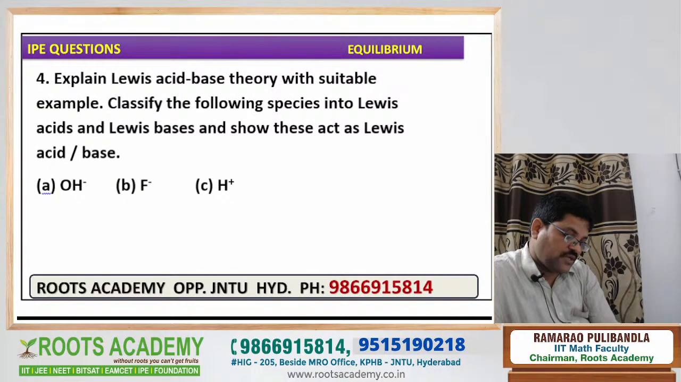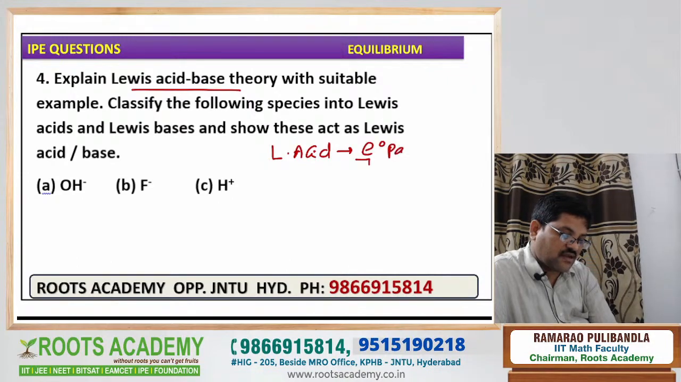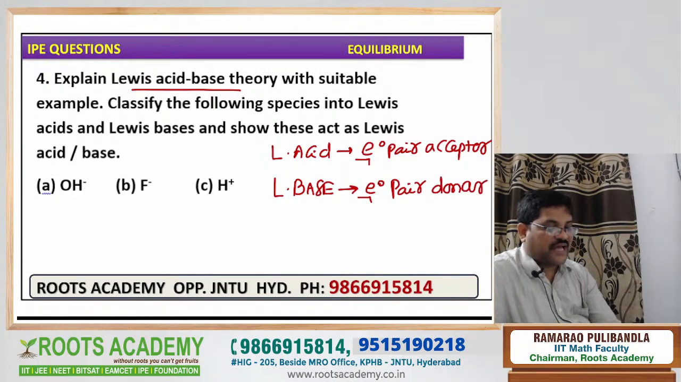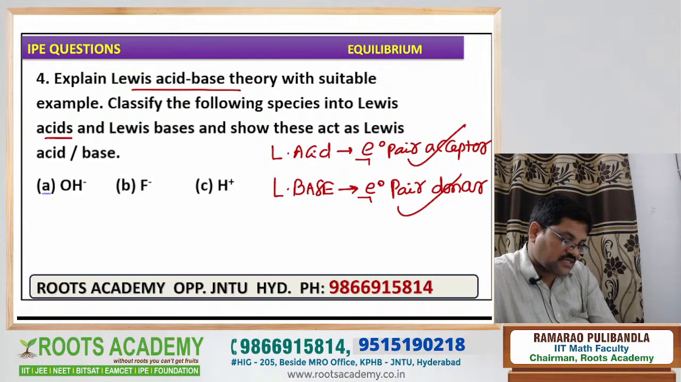And see the next one. Explain Lewis acid base theory with short example. Classify the following species into Lewis acids and Lewis bases. Simple logic. What is Lewis acid? Electron pair acceptor is called Lewis acid. What is Lewis base? Electron pair donor. Electron pair acceptor is called acid. Electron pair donor is called what? Lewis base.